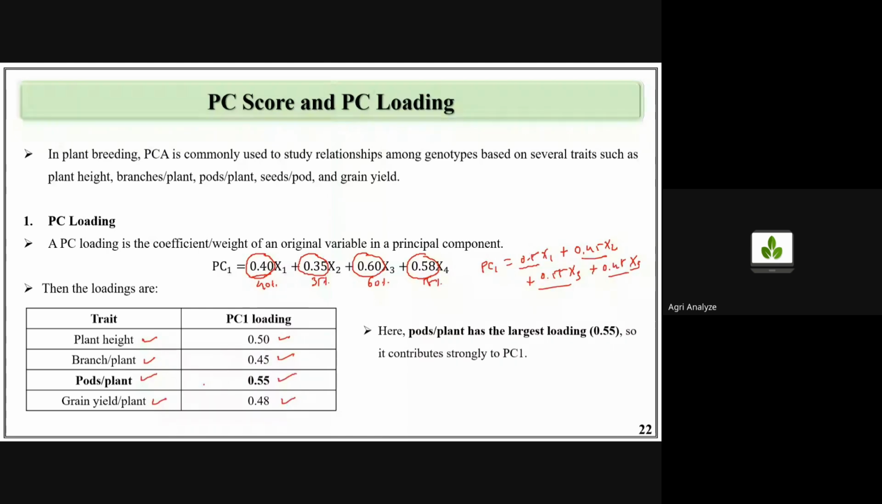So based on this, we can find which variable is most responsible for PC1 formation. We can conclude that pods per plant has the highest PC1 loading. It means 55% of the variance explained by PC1, followed by plant height, grains per plant, and branches per plant. So this is the PC loading for the characters. Here, pods per plant has the largest loading, 0.55, so it contributes strongly to PC1.